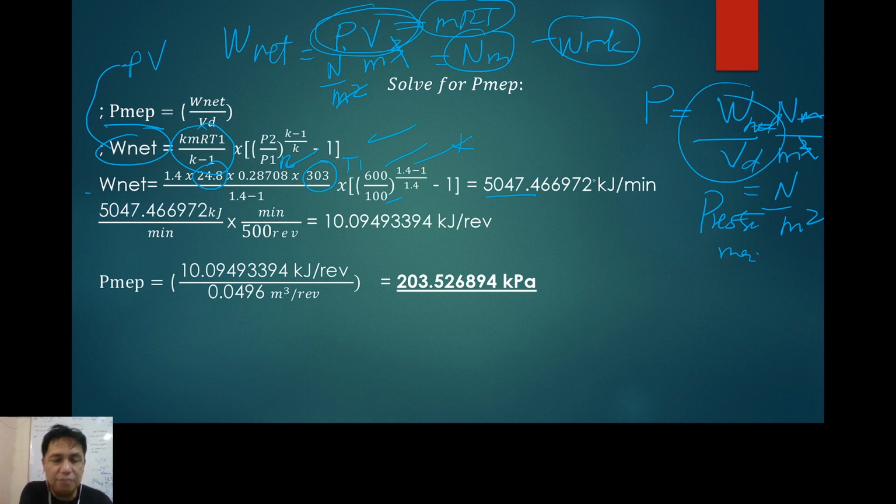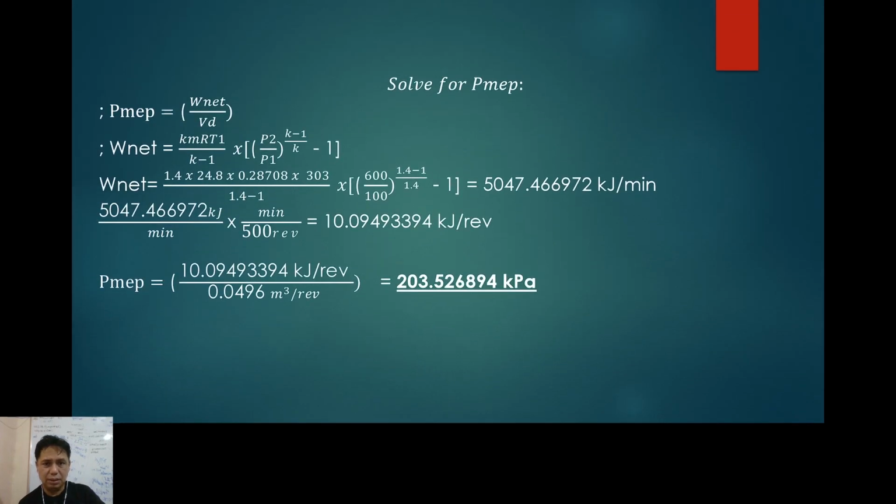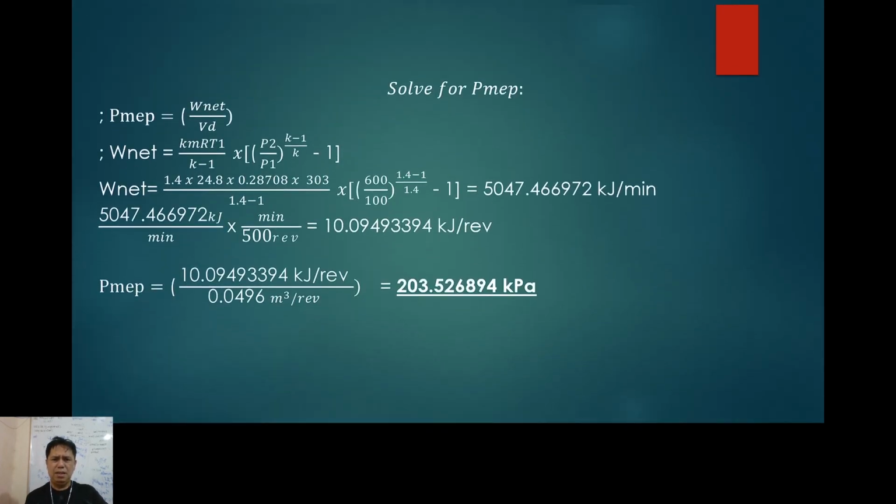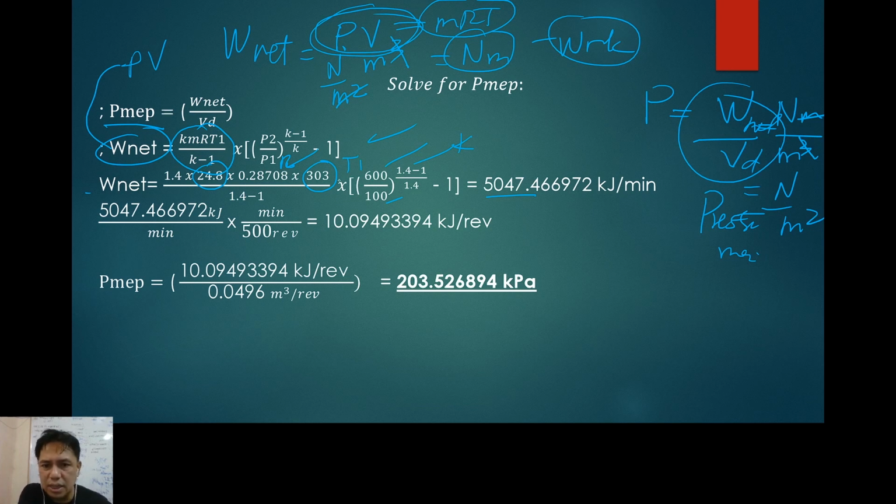So we will have this kind of work net, or power, because it's in terms of time. But you can solve this now when you divide this by revolution, because what is being asked of us is the mean effective pressure, right? So here is the so-called work net. It's already there. All we have to do is, work net is PV, so we have the work net. We need a pressure, mean. So we divide this by volume.